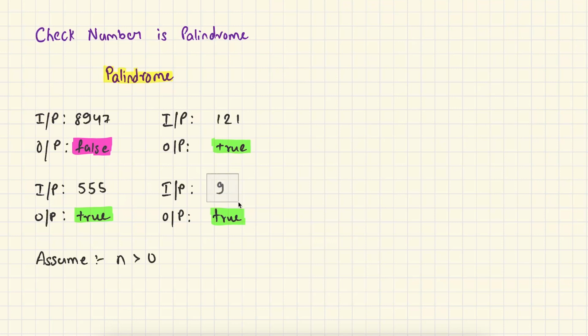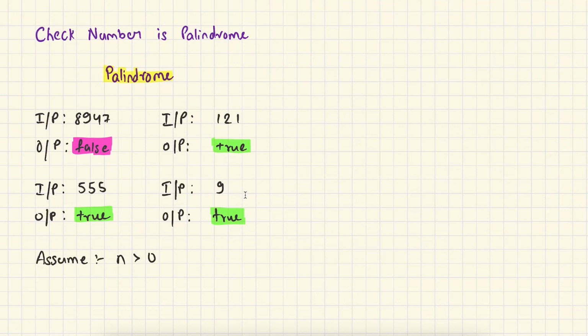And this is a single digit number. A single digit number is always going to be a palindrome number because if you read from left to right or right to left, you get exactly the same number. And here we are assuming that our number is always going to be greater than 0. So I hope now you understand what palindrome is and why the output of this input is false and the output of this input is true.